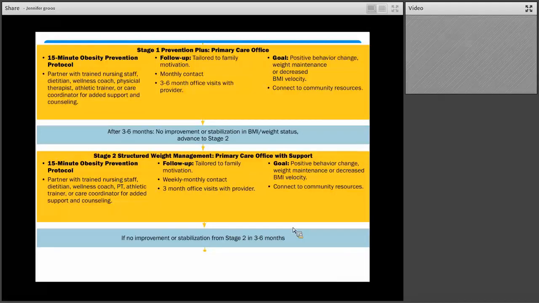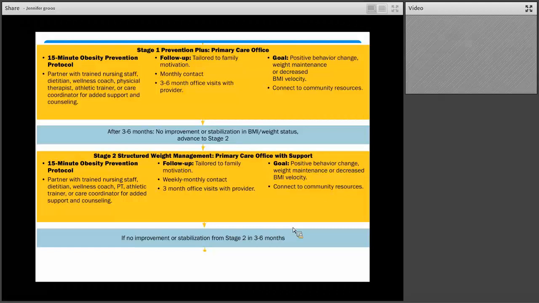And so in the clinician's guide, there's an outline of what stage 1 and stage 2 management are. Stage 1, also referred to as prevention plus, is really meant to be done in a primary care office. The 15-minute protocol, between 15 and 25 minutes, I think you can easily address in your office setting. It's important to utilize whatever resources you have available.